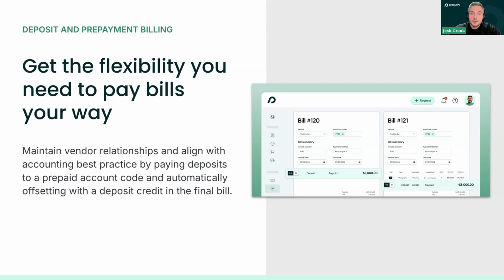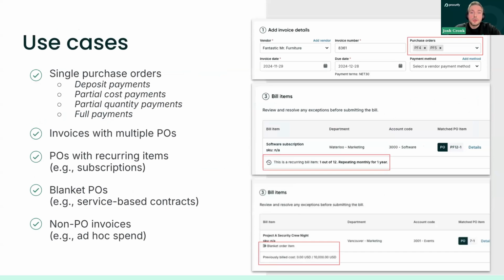You can also do non-deposit prepayments, such as submitting bills for partial quantities of an item or for partial costs. So, for example, in the cases where you're asked to do installment payments over a period of time. The flexibility of our solution unlocks a lot of different use cases. So we could go through a bunch of different examples here, depending on what your business needs. You may not need all of these, or you may need some, or you might need them all.